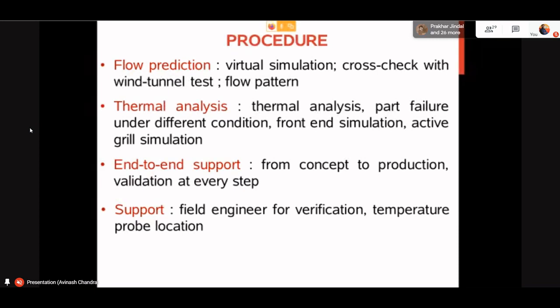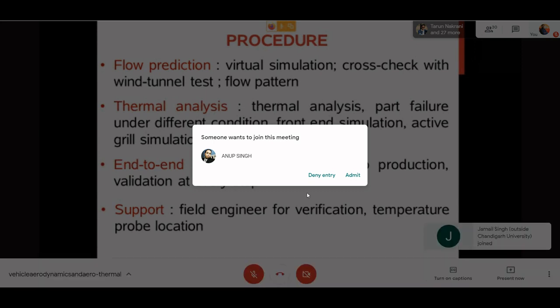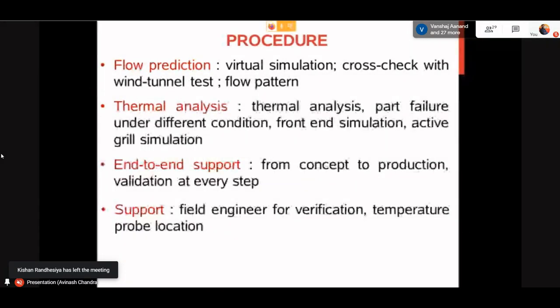Now what is the procedure, how do we do this kind of simulation? This is not a random simulation. There are particular restrictions for a particular case, depending on how you are doing it. There is an aim, there is a logic behind the studies. It depends on whether you're doing simulations for drag prediction, or only to see how the flow looks in general. So the first thing is flow prediction.